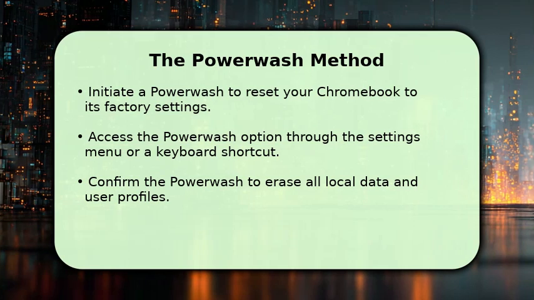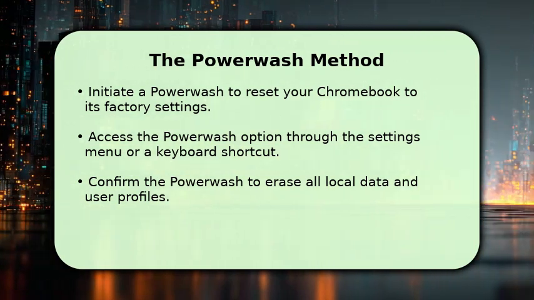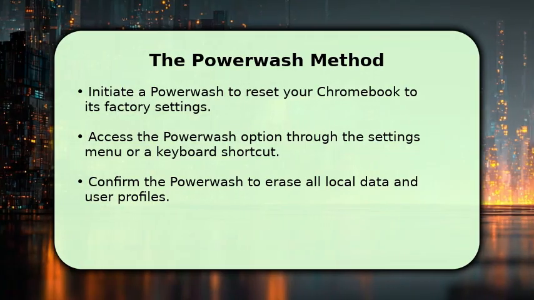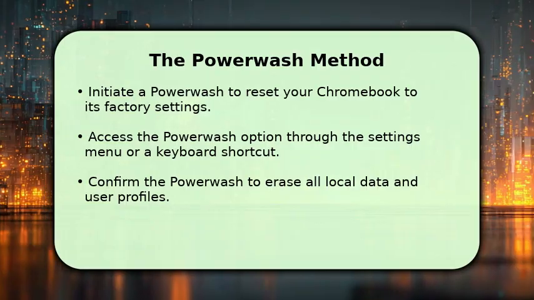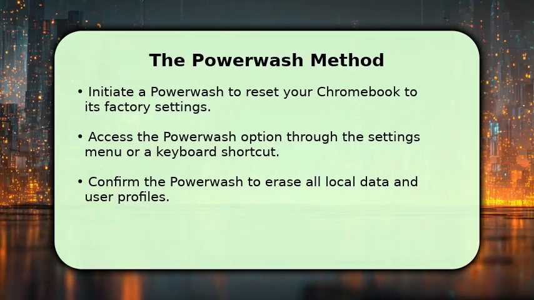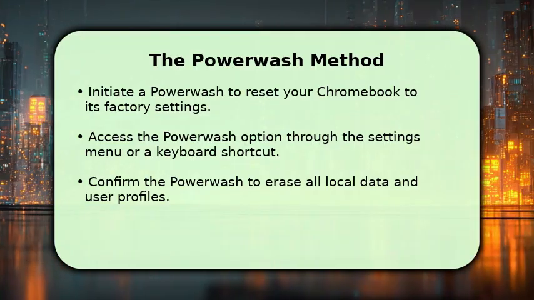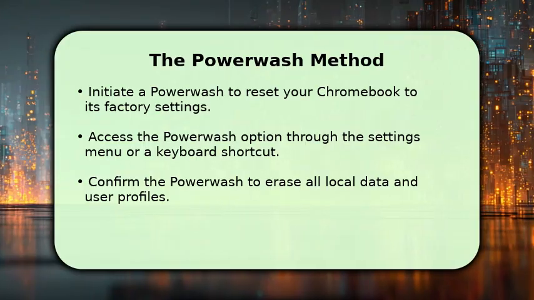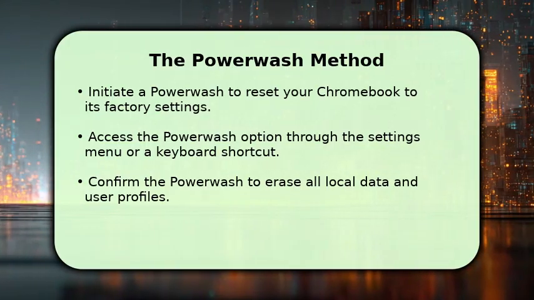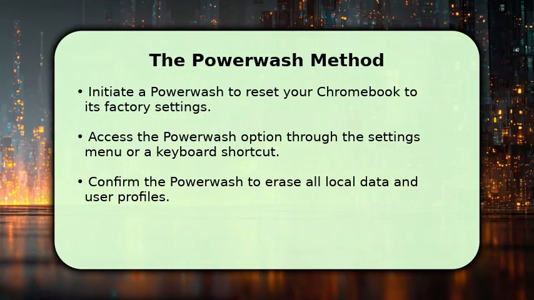The primary method for removing local data and potentially the enrollment is performing a power wash. This action resets your Chromebook to its factory settings, wiping all user profiles and stored information. You can initiate a power wash through the Settings menu, typically found under Advanced, and then Reset Settings. Alternatively, a keyboard shortcut like ESC plus Refresh plus Power can also trigger this process. Confirm the power wash to proceed.